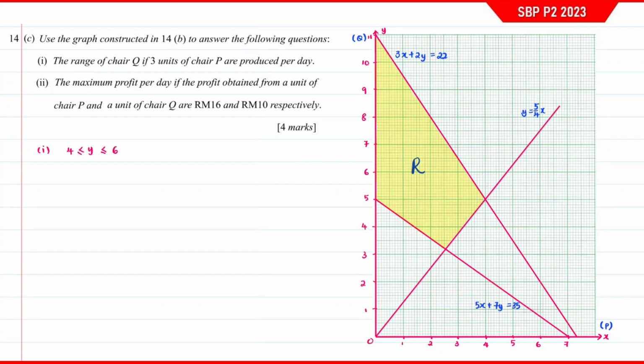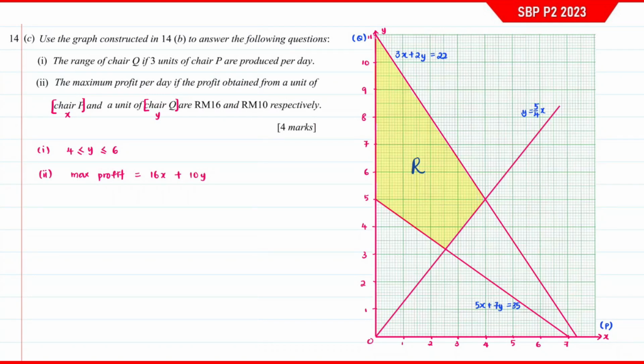Question number 2. The maximum profit per day if the profit obtained from a unit of JP and a unit of JQ are 16 ringgit and 10 ringgit respectively. So here the formula to find the maximum profit will be the number of JP, which is x, multiplied with 16 ringgit, so 16x, plus the number of JQ, y, multiplied with 10, which is 10y.